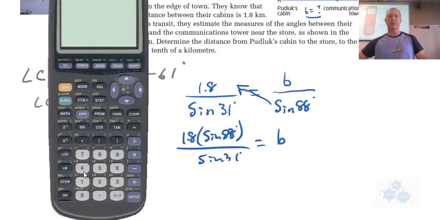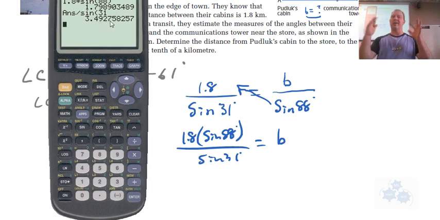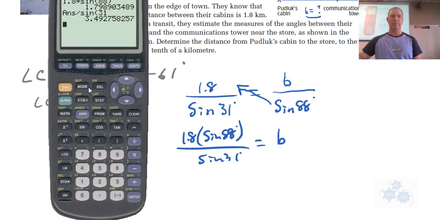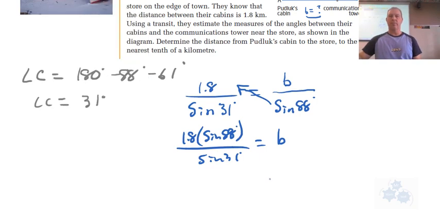So on your calculator, you go 1.8 times the sine of 88. Hopefully you're on degrees and not radians in your calculator. Divided by the sine of 31. I often evaluate the numerator first, hit equals, and then do the denominator, just so you don't get into any weird order of operations things. So this looks like it should be B. Now I'm just going to make sure I'm on degrees. Good, degrees, not radians. And so 3.49, or B should be about 3.5.